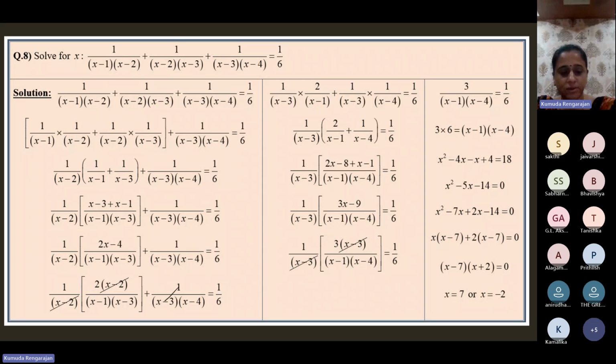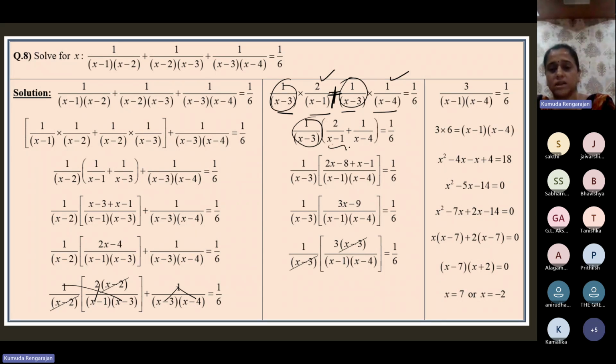We're going to get 1 by x minus 3 into 1 by x minus 4. So 1 by x minus 3 into 2 by x minus 1 plus 1 by x minus 3 into 1 by x minus 4 is equal to 1 by 6. Again, 1 by x minus 3 is common. So you will get this one and this one in the bracket: 2 by x minus 1 plus 1 by x minus 4 is equal to 1 by 6.